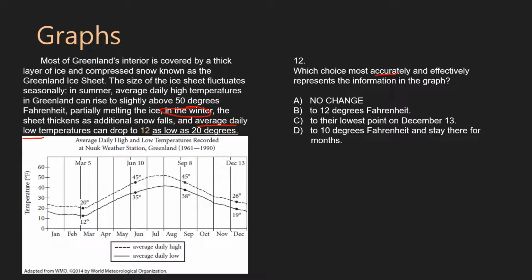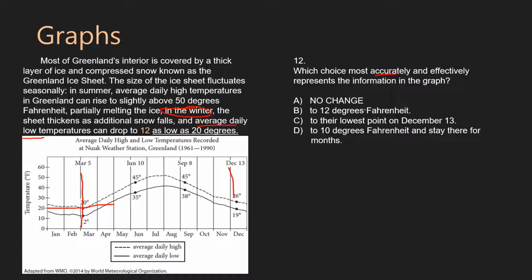Well, the winter starts in December, right? Like December, I guess, to Feb, technically. So I guess it drops as low as around 12 degrees or so. A says it drops as low as 20 degrees, but it definitely goes lower than that. It's below 20 for sure, right?